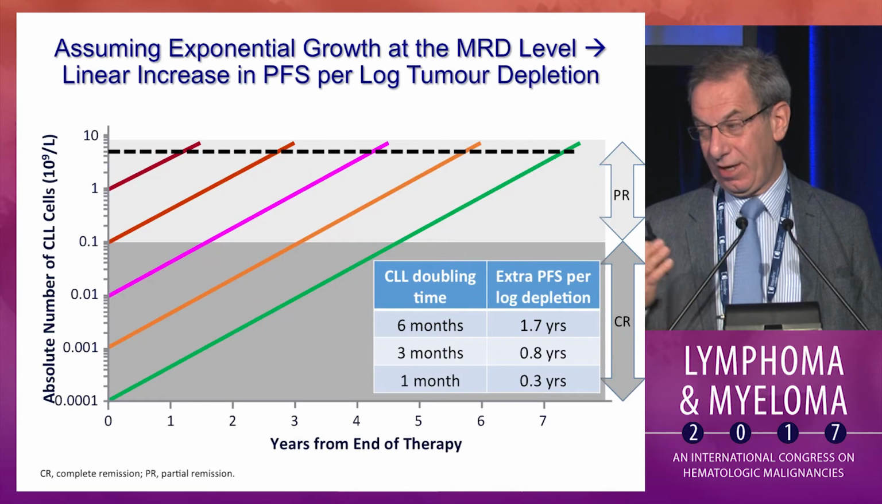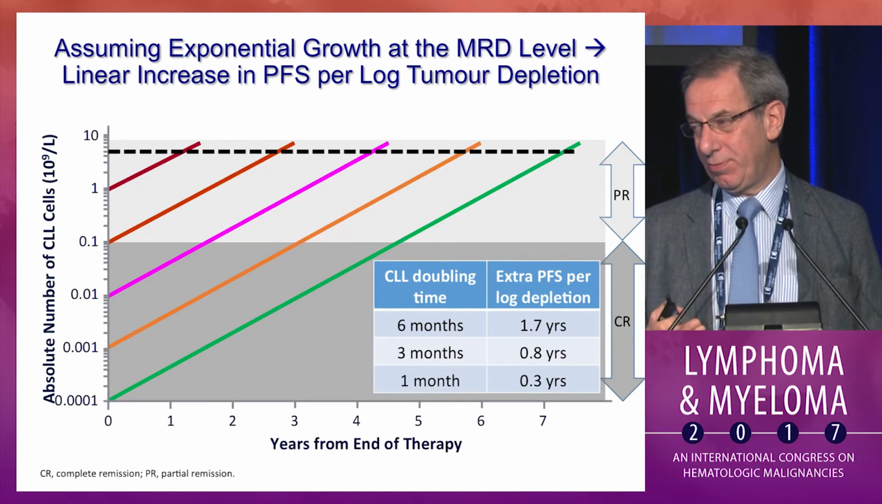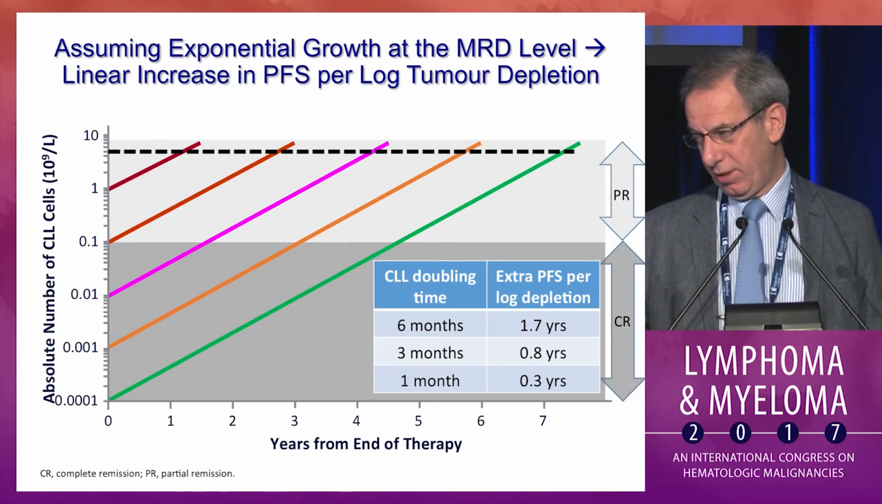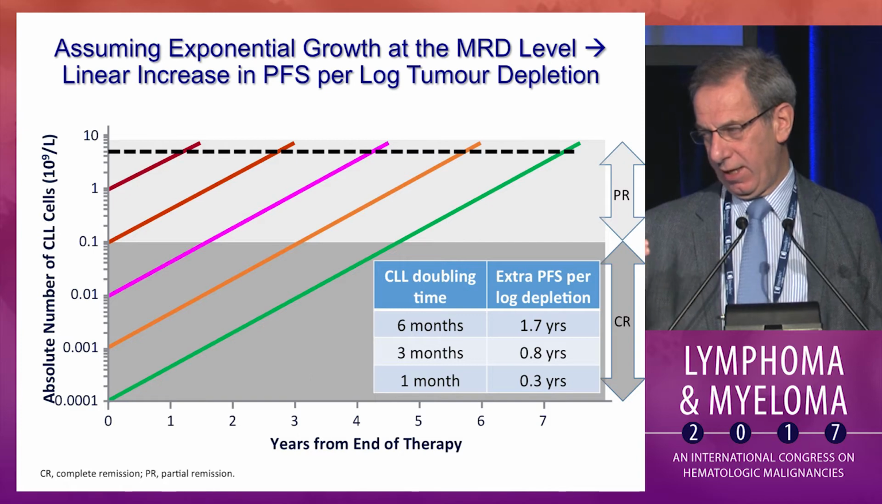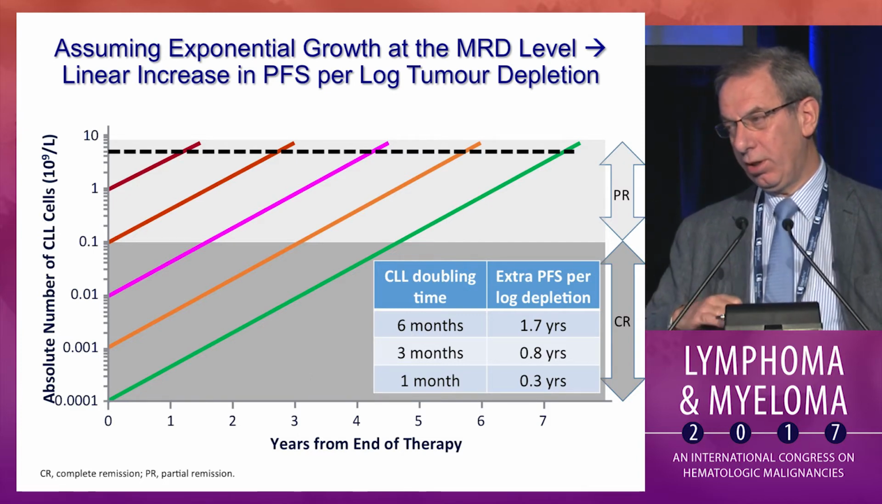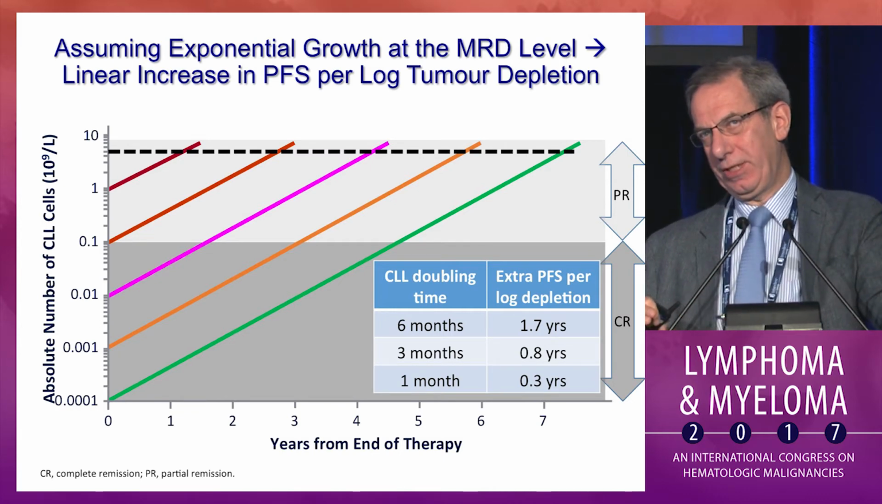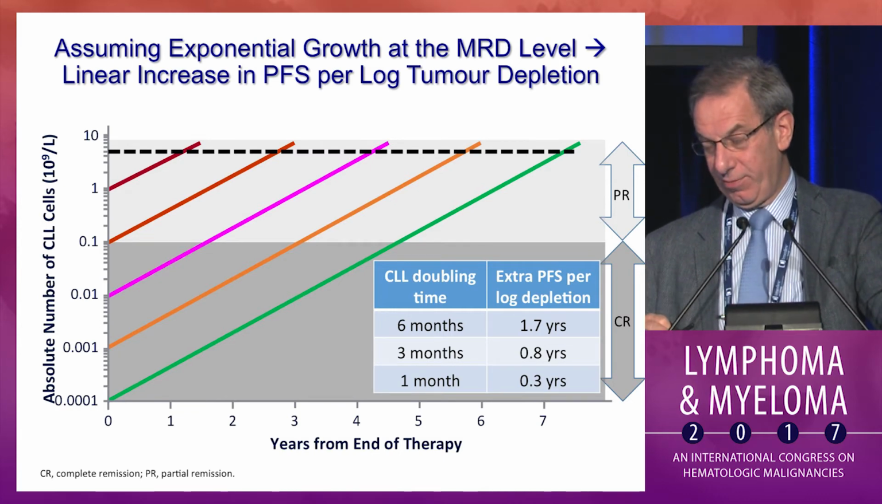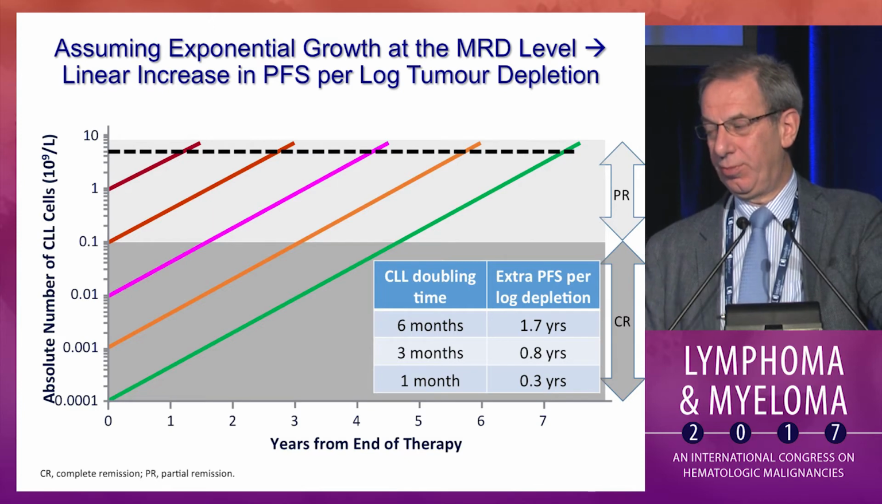So this shows a doubling time of 6 months for a patient, or that it takes 1.7 years for it to go up a log and so on. So you can model the relapse of a group of patients by the depth of remission and the doubling time of the tumor.